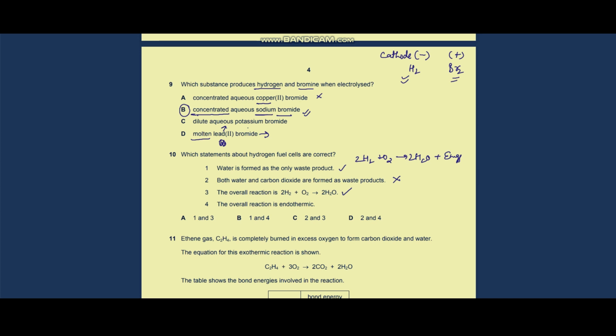The overall reaction is endothermic. No, this is an exothermic reaction. It releases energy which can be used from the cell for various purposes. So first and third are correct. So A is the correct option for 10.